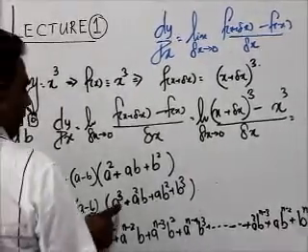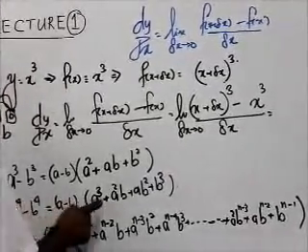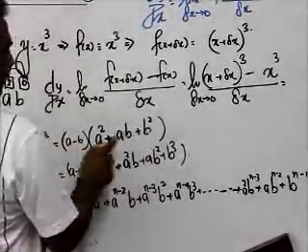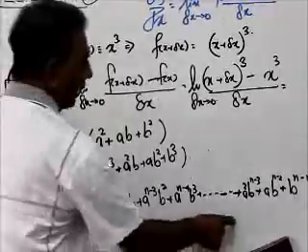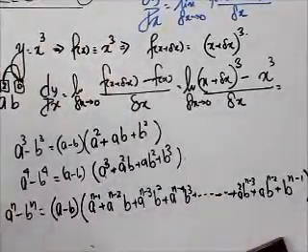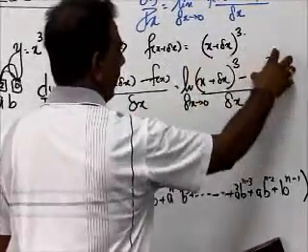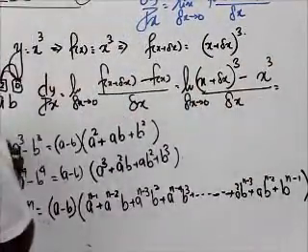Here, if we take 4, then there are 1, 2, 3, 4 terms. If we take 3, there are 1, 2, 3 terms. So if we take n, then inside this, n terms are there. Right. Now we have to expand x cube, a cube minus b cube. A cube minus b cube.